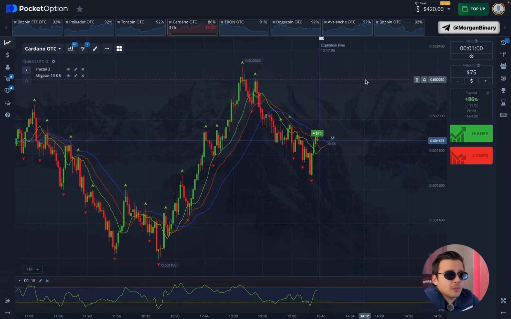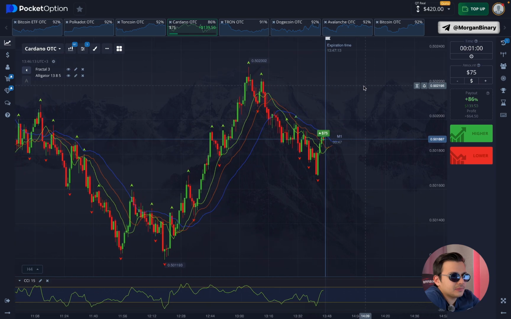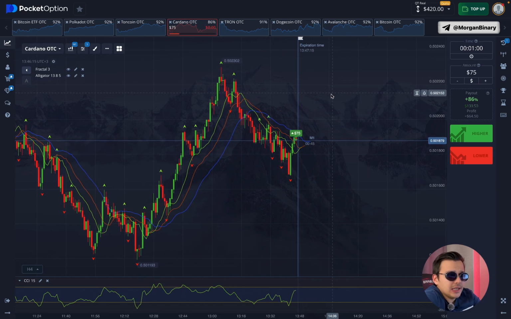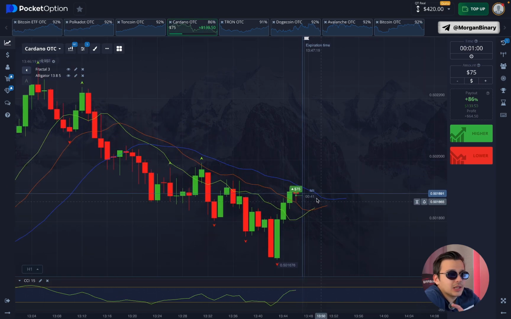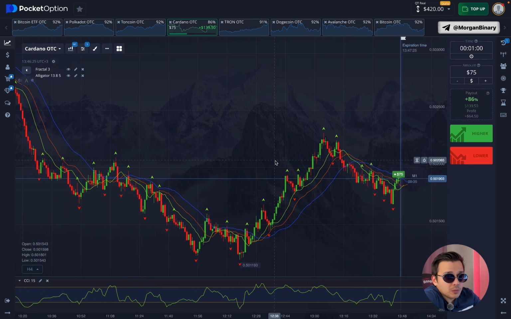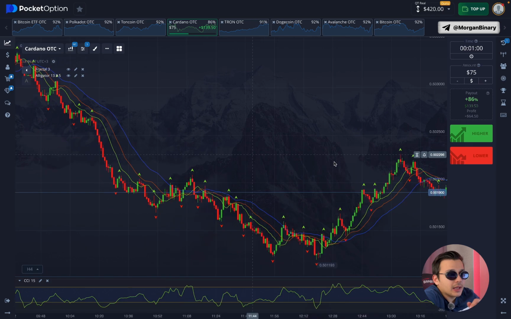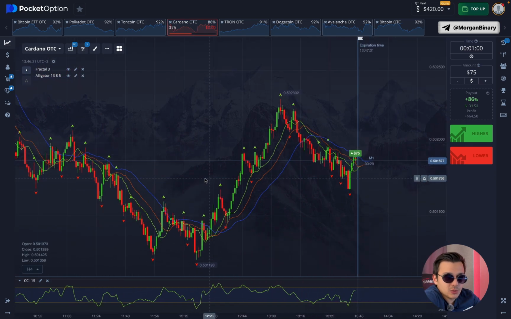I'll open a long position here. This entry looks good, but the logic is slightly different. We're seeing a crossover of the Alligator moving average, signaling a trend reversal after hitting a major low. There is a potential for an upward move, confirmed by a local low on the Fractal Indicator. Let's watch the result.